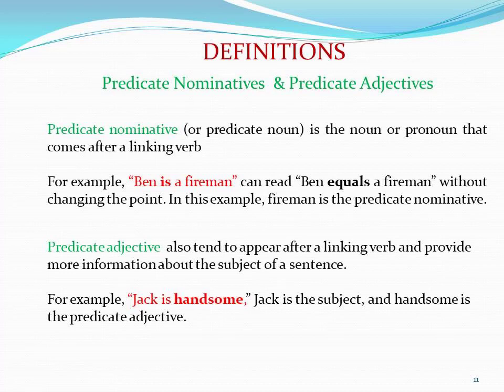Now we see the definition for the predicate adjective. A predicate adjective also tends to appear after a linking verb and provides more information about the subject of a sentence. See the example: Jack is handsome. Here, Jack is the subject and handsome is the predicate adjective because handsome refers to the quality of Jack only. So, it is said to be the predicate adjective.